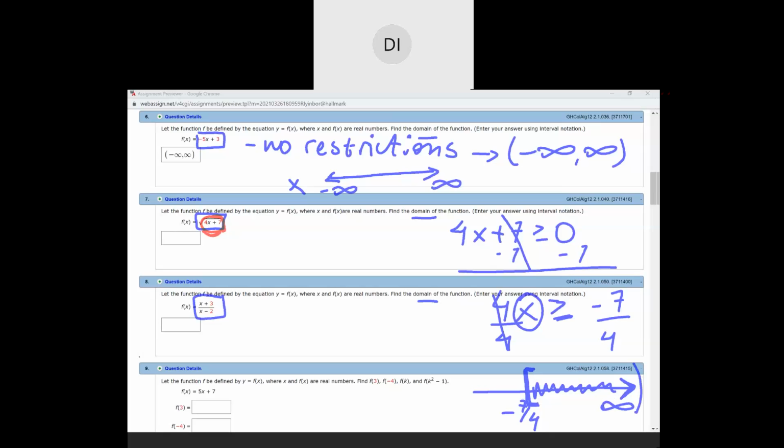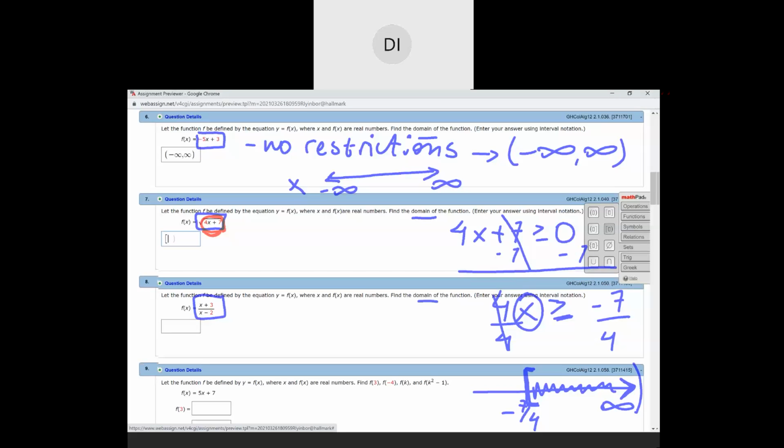So when I go to my answer box, hold on. I'm going to click inside, and I'm going to see the MathPath in the side. And then when I go to sets, I'm going to use the bracket and parenthesis, this combination. And then I'm going to put negative.